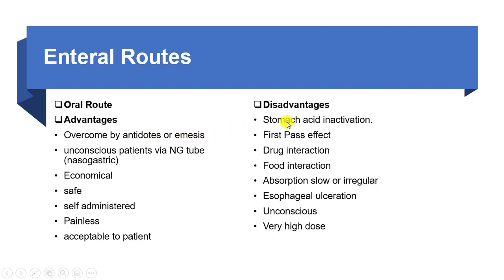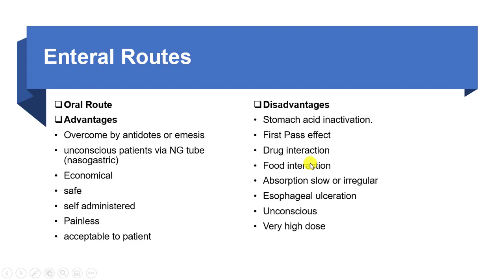So if I talk about the disadvantages, I will point out a few stated in this slide. They are stomach acid inactivation, so the drug is inactivated by the stomach acid. First pass effect. I will talk about the first pass effect in future slides and explain this phenomenon to you, so don't worry about this concept. And the third point is drug interaction and food interaction. Drug and food interactions are disadvantages because they affect the efficacy or the therapeutic effect of the drug when it comes to the oral route.